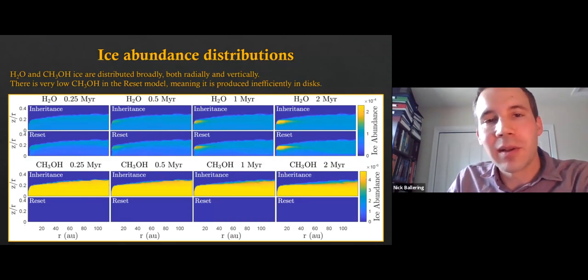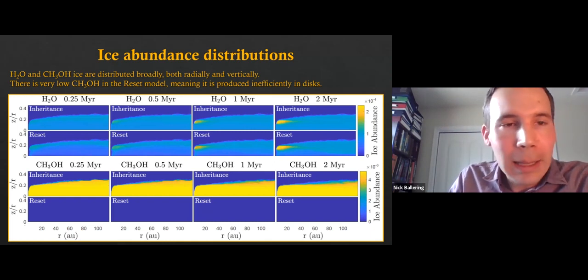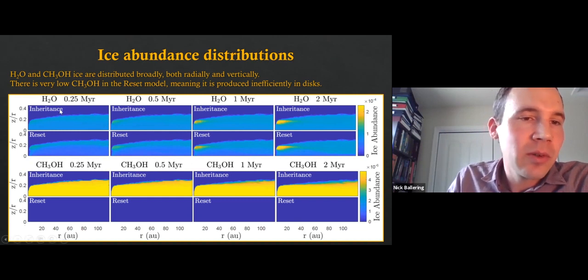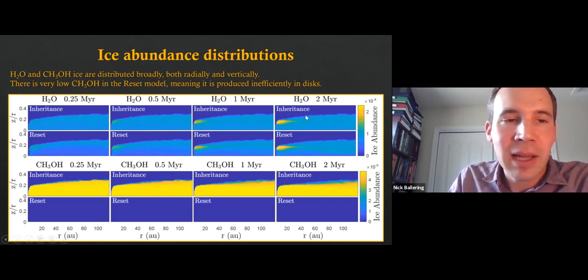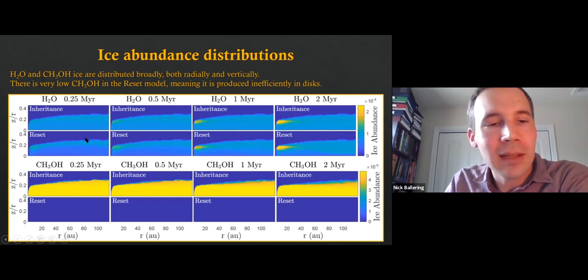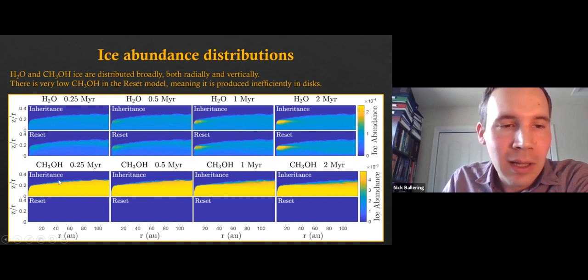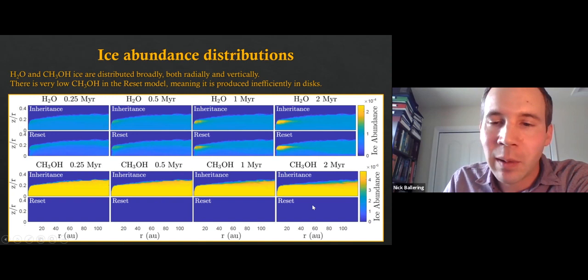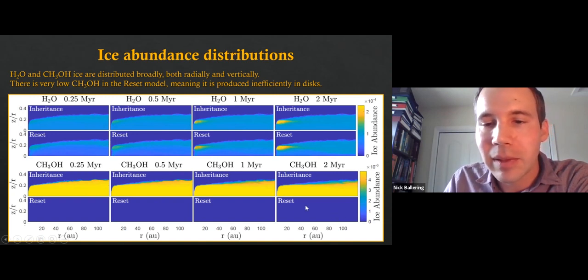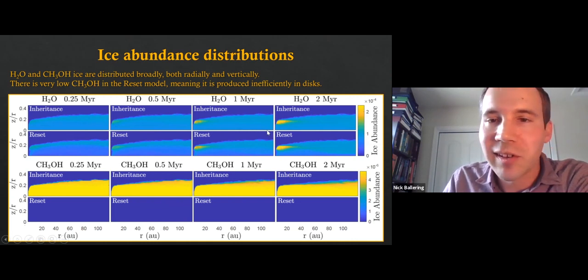All right, so let's take a look at the results. First, what do we find from the chemical evolution code itself? Here I'm showing the distribution of water ice at 4 different time steps, its distribution vertically and radially in the disk, for both the inheritance chemical model and the reset chemical model. And you can see the water is fairly broadly distributed vertically and radially throughout the disk. Methanol has a nice broad distribution in the inheritance model, but very, very low abundance, hardly seen in the reset model, which shows that methanol is really hard to make through disk chemistry alone.